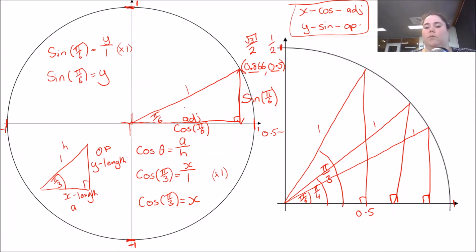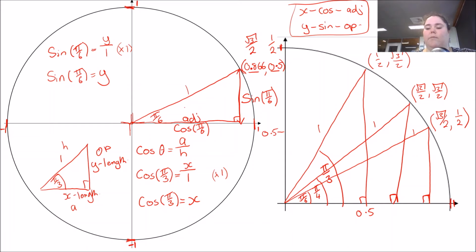So over here in this quadrant, if I stick it in my calculator, my exact value would be root 3 on 2 and a half. My exact value for this one is root 2 on 2 and root 2 on 2. My exact value here, half, root 3 on 2, and that's it.